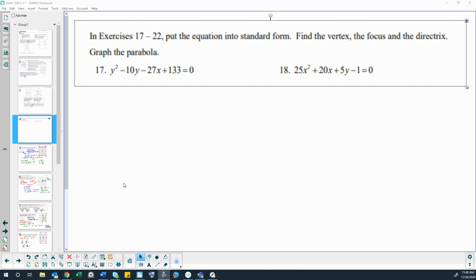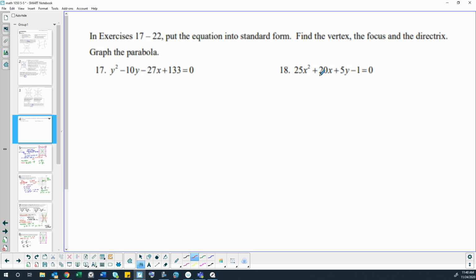This is section 5.3, question 18. And we need to put this equation for a parabola from general form into standard form. So remember, with parabolas, we only have one variable that's squared, the other one is not. So we're going to keep the squared variable on one side.